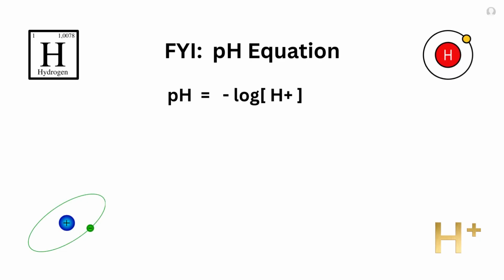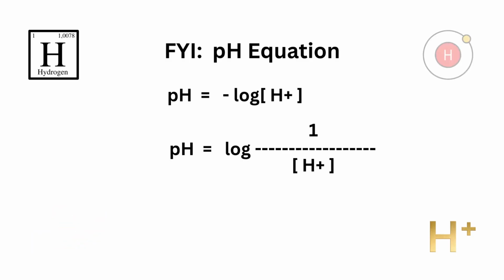For your information only, how is pH calculated? pH is the negative log of the hydrogen ion concentration in moles per liter, or molality. The negative log, often known as the neg log, is the inverse of a number's logarithm. Okay, before I lose anybody, here's the equation.